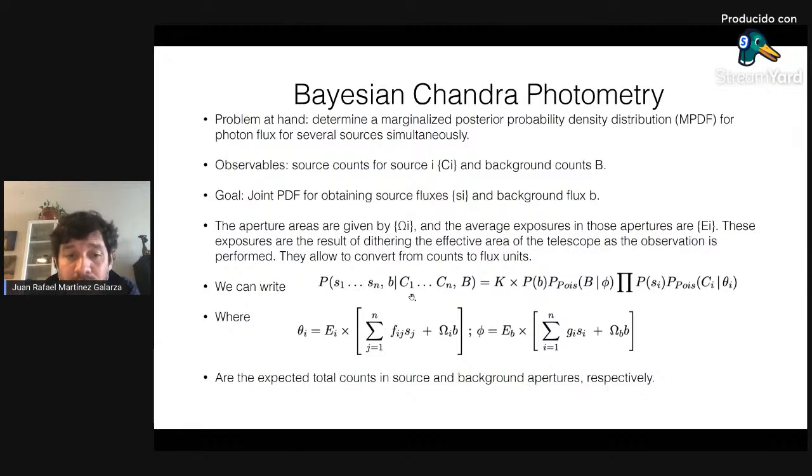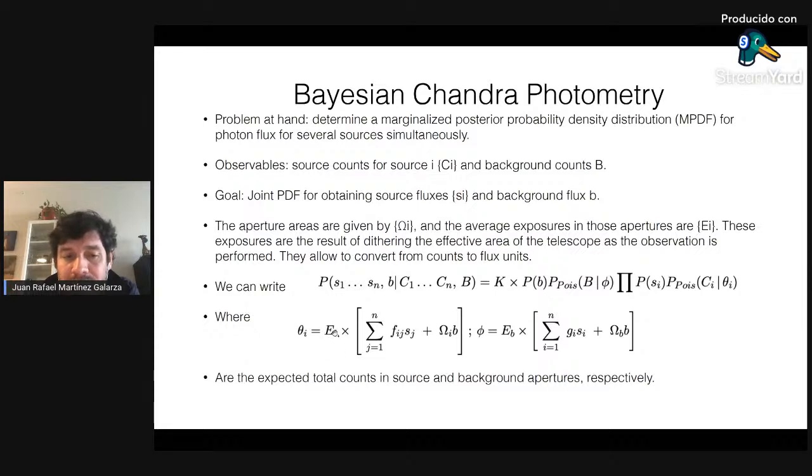So in case you're wondering what this is, basically the expected number of counts will be the actual flux. This here is just a fraction of how much of the PSF falls in that particular aperture. And this is basically the area of the background area. So that's for the counts in the individual aperture ellipses. And in the case of the background, by the way, we also multiply by an exposure.